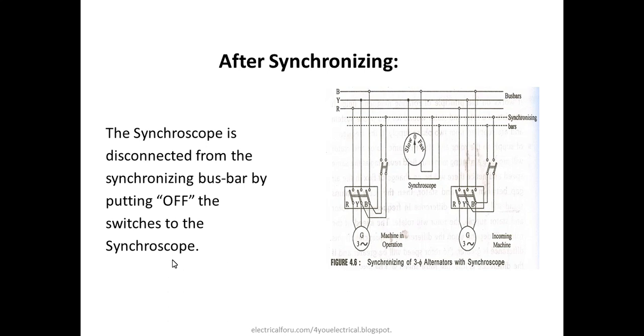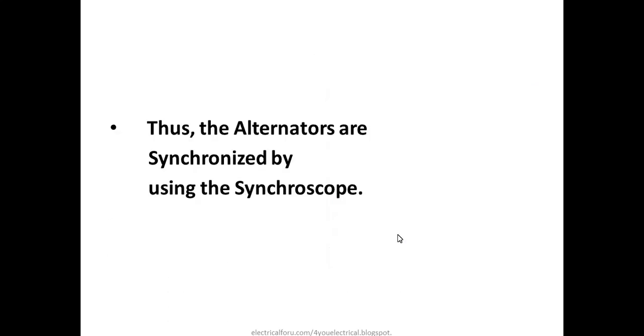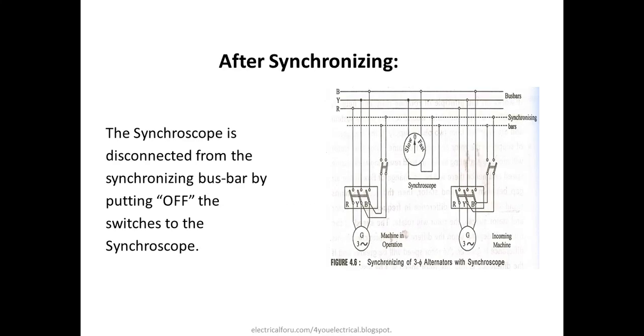Both machines are now synchronized, that is, the two machines are connected at the same frequency, by using the Synchroscope. This is about the parallel operation of alternators and the synchronization method using the Synchroscope. I hope you understand this method, which is nothing but two alternators working in parallel. Let us see the summary of the topic.